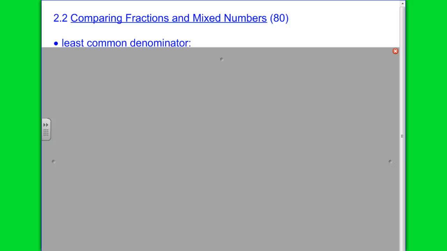We are comparing fractions and mixed numbers. It begins on page 80 here in chapter 2, section 2. We're going to start by defining least common denominator. And give me two fractions that have different denominators.